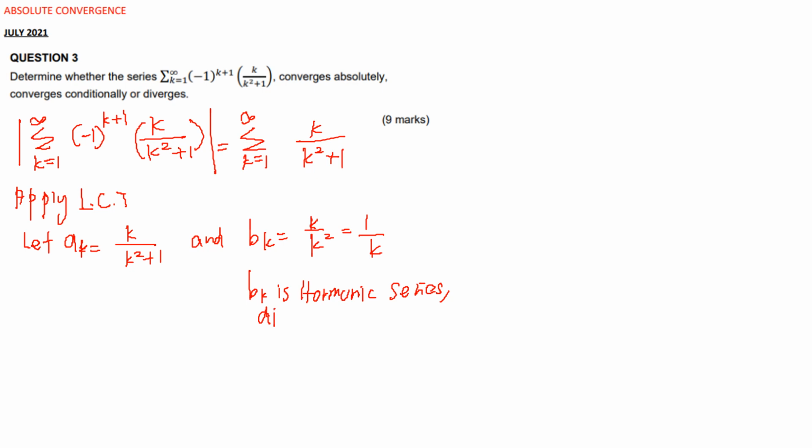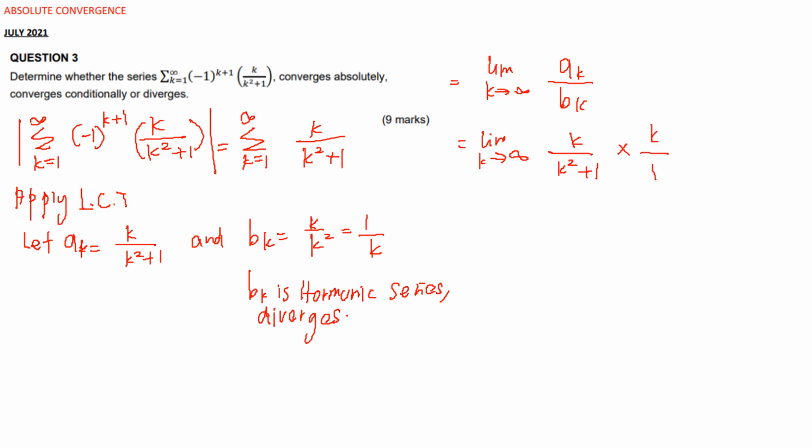And it diverges. Next, we apply the limit comparison test. Limit as k approaches infinity, the formula is a_k divided by b_k. So the limit as k approaches infinity, a_k is k over k squared plus 1, times k over 1. Then you will get the limit as k approaches infinity of k squared over k squared plus 1.